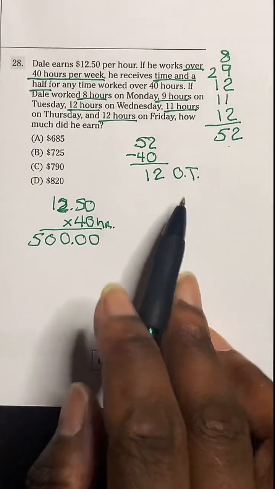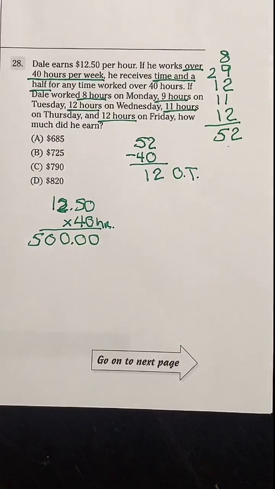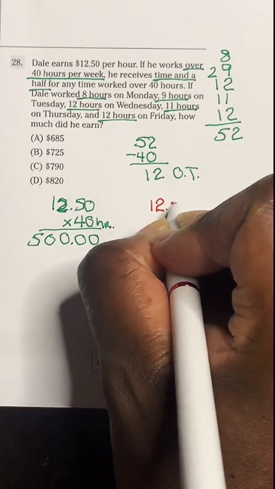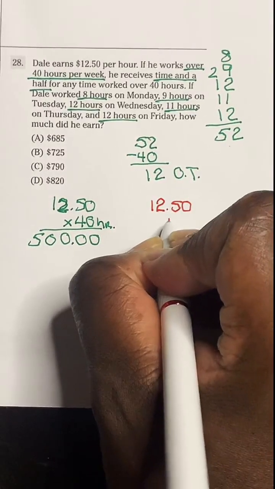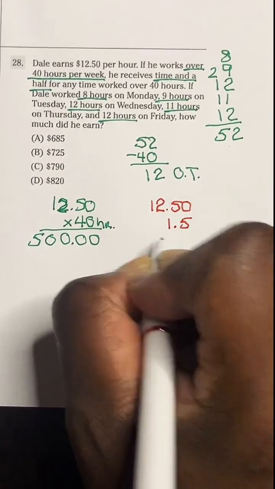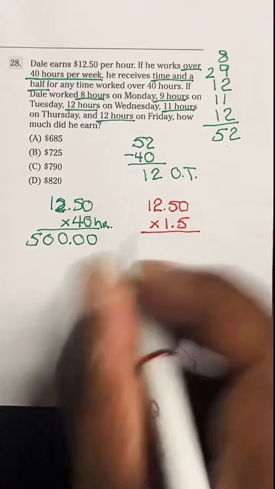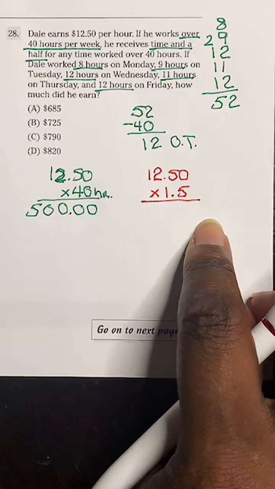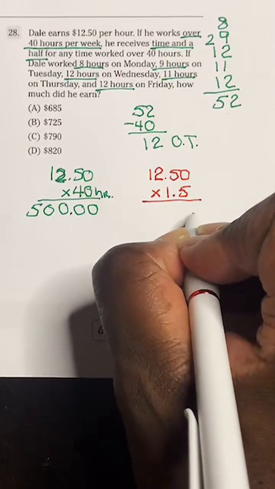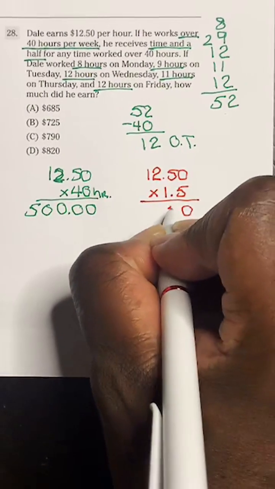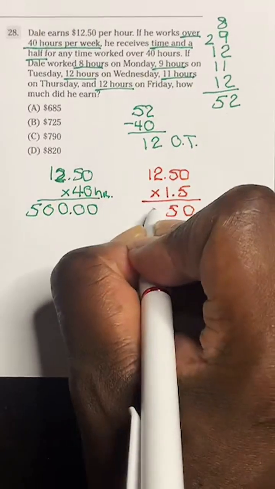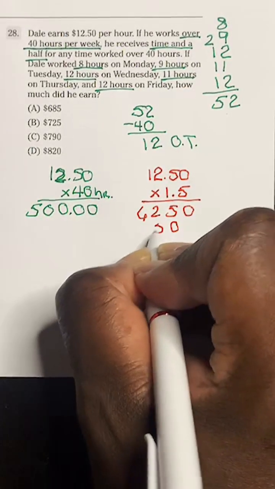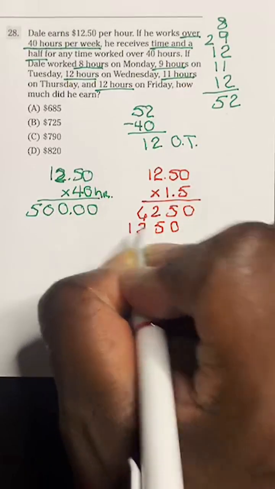So now we need to get time and a half. What he makes in his time is a 12.50. And the half, time and a half, that's 1.5. So we can figure out how much that is that he's making. So we got our 0, 25, 10, that's 12, that's 6. We got our 0, 5, 2, and 1.